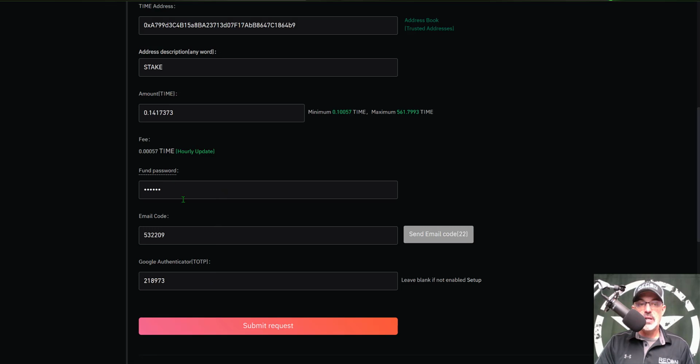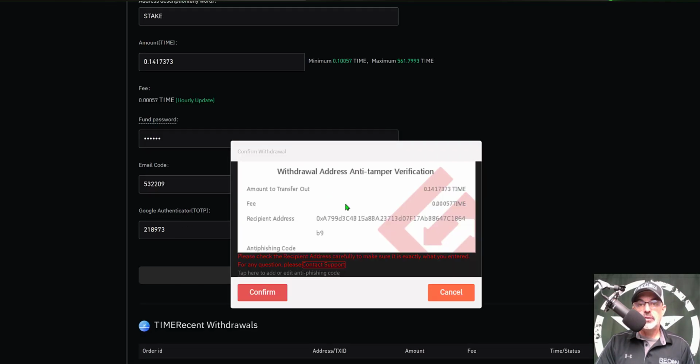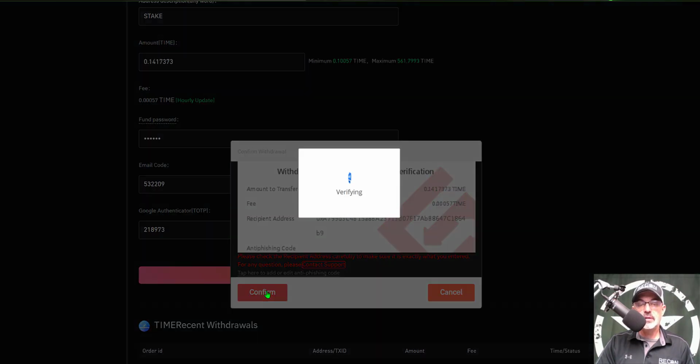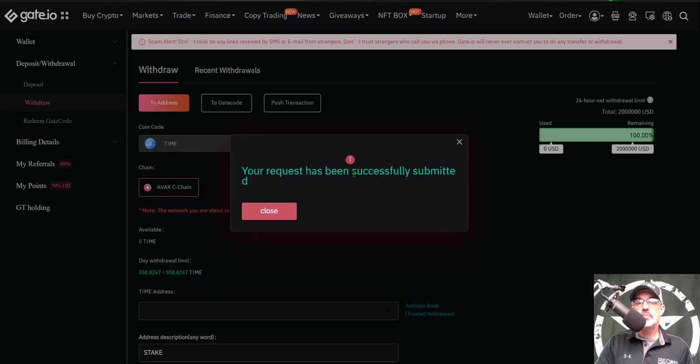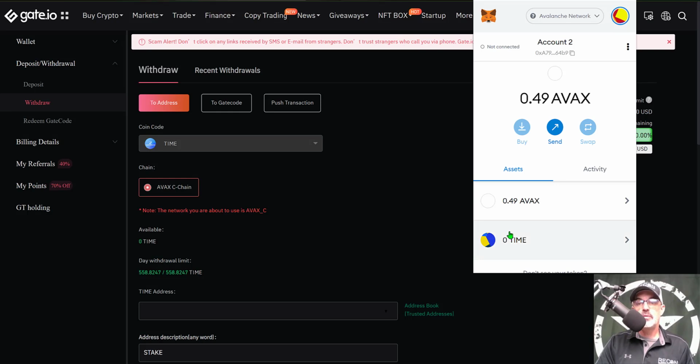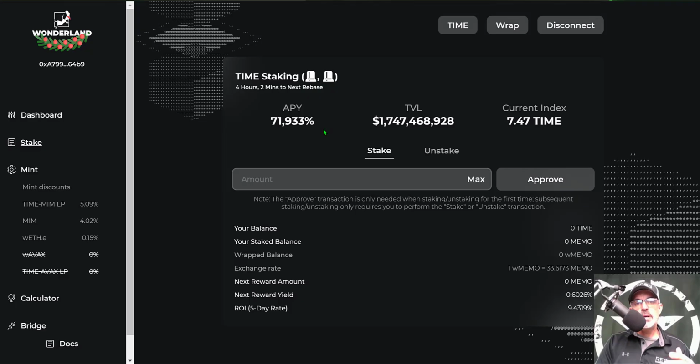Now I need to verify my withdrawal. So I input my trading password, the email code, and the Google Authenticator code, hit submit request, and then I just need to confirm I want to withdraw. So I click confirm, and my request has been successfully submitted. Those funds should be arriving in my MetaMask wallet shortly. Now it's been a couple minutes and the time is now available in my MetaMask wallet, so we're ready to finally get this staked. We'll jump back over to the staking page for the Wonderland time token.